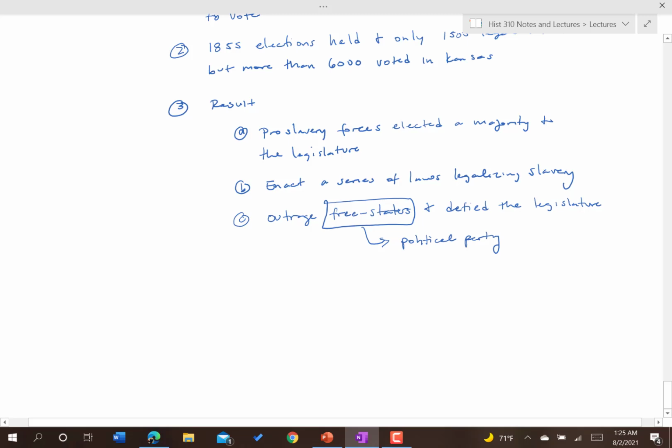So they defied the legislature, and elected their own delegates. So basically they're like, nah, we don't recognize your government, and we're going to create our own constitution. I was going to write convention.